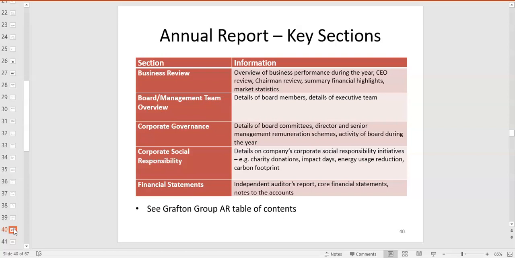So you can see there the different sections you'll have. You'll always have an overview of the business. They'll tell you who is on the board of directors. They'll tell you who's on the key senior management team. They'll give detail of how they run the business, the different governance structures in place.